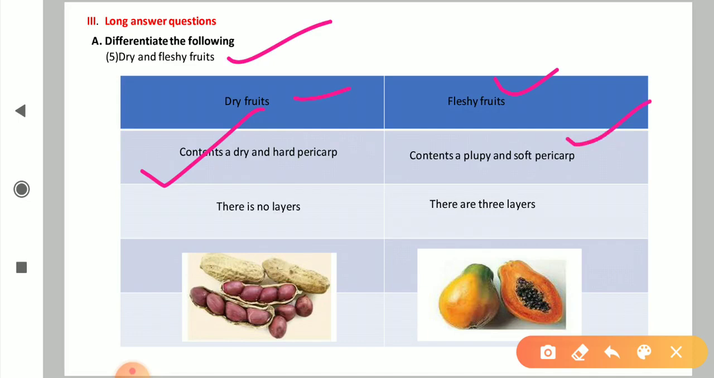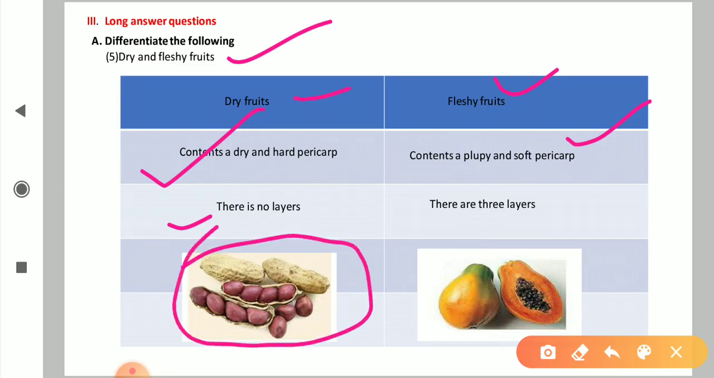In case of dry fruits, there are no layers. In case of fleshy fruits, there are 3 layers, but in case of dry fruits, you cannot determine the layers. So this is the diagram for dry fruits, and this is the diagram for fleshy fruits or soft fruits, you may say.